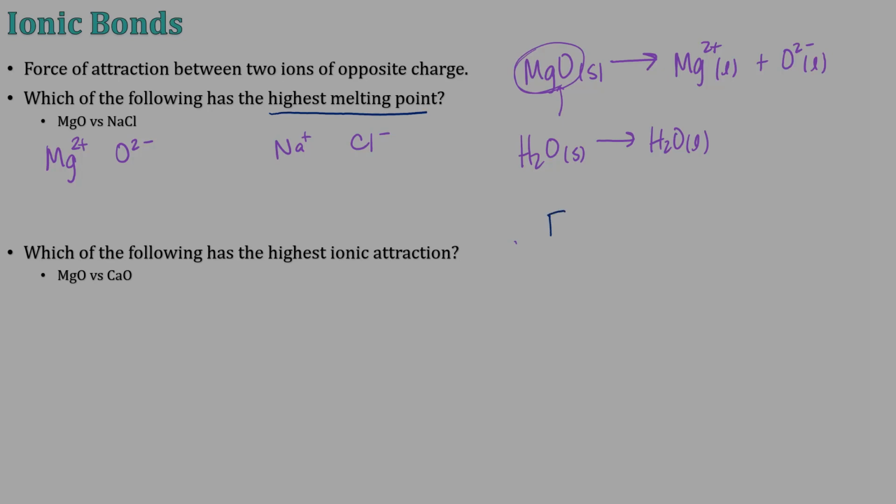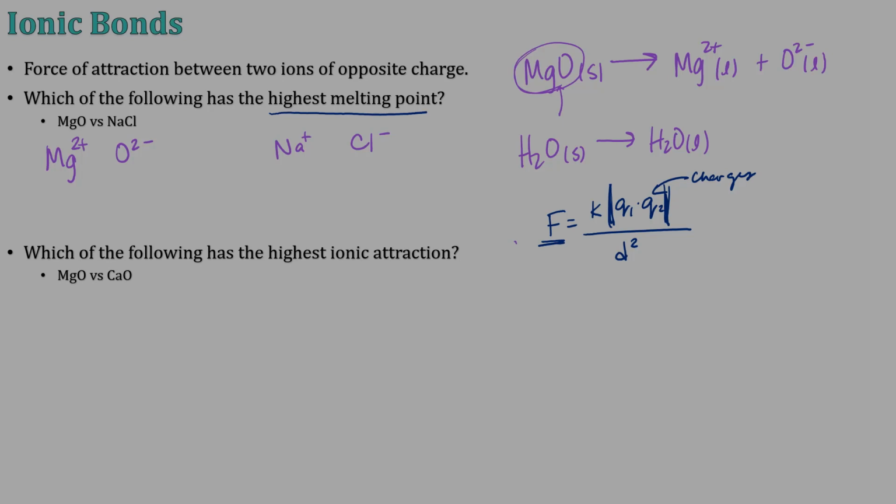So we're going to use Coulomb's law to show which one of these is going to have a higher attraction, because whichever one has a higher attraction is going to have a higher melting point. So remember, Coulomb's law is force is equal to a constant times the absolute value of Q1 times Q2 over the distance squared, where Q1 and Q2 are charges.